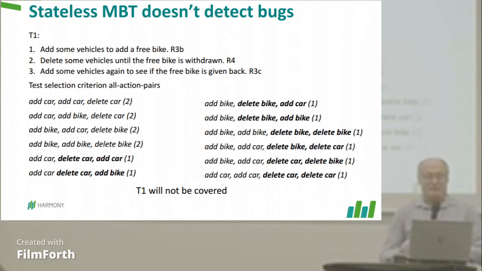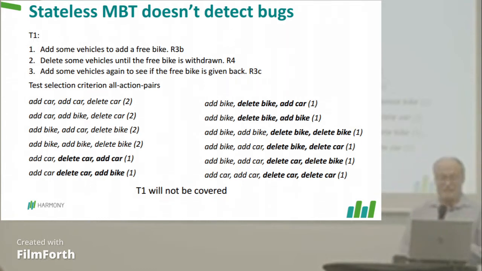Okay, and stateless MBT doesn't detect all the bugs. For example, here is a test case. It's obvious that each requirement should be covered by at least one test case. And here is the test case. The first step is to add some vehicles, to add a free bike. The second is to delete the car, to withdraw the free bike. And finally, we should add another vehicle to obtain the bike again.